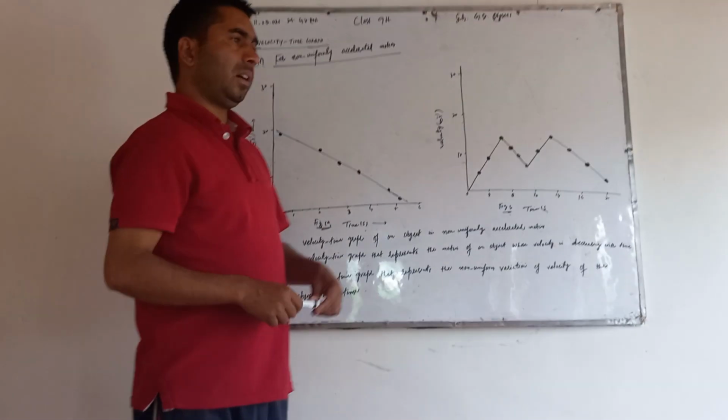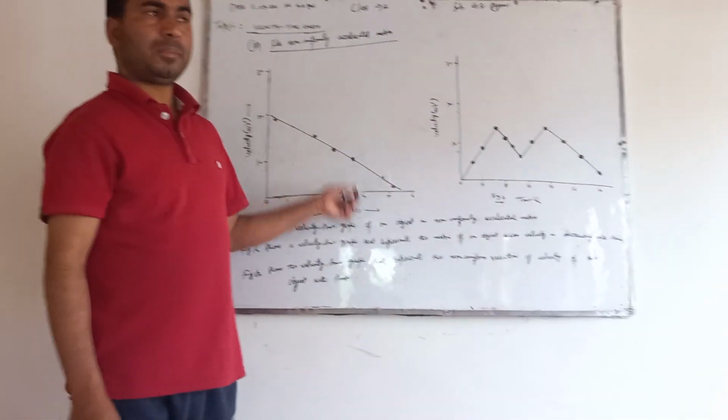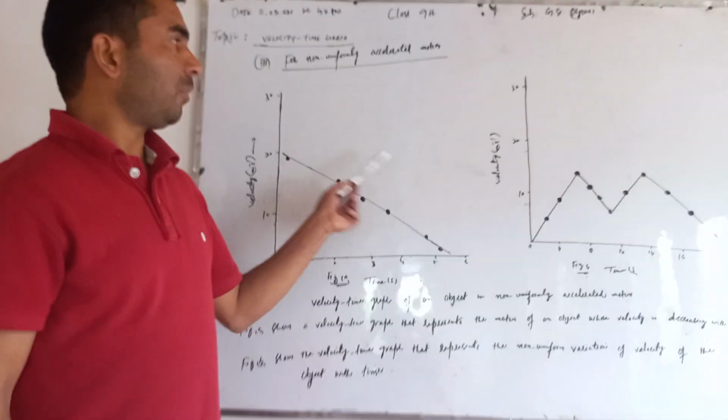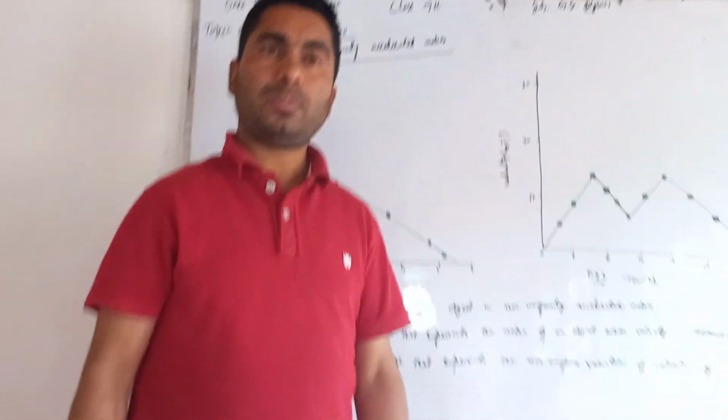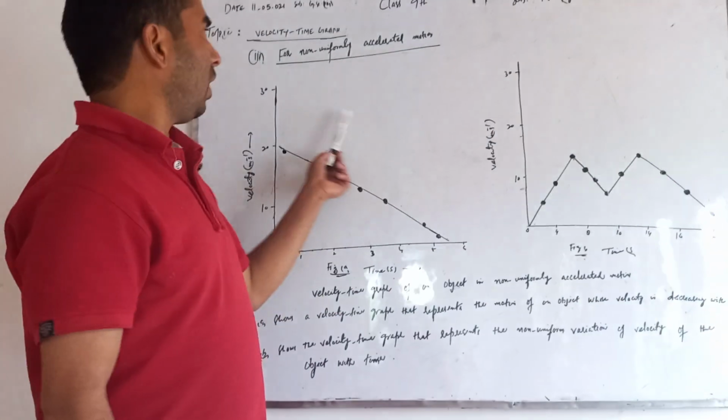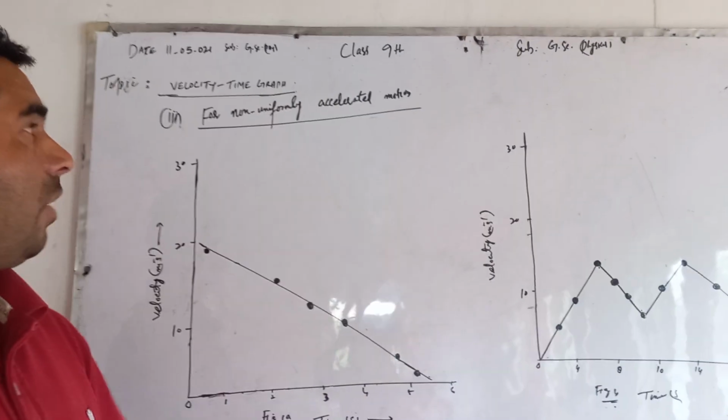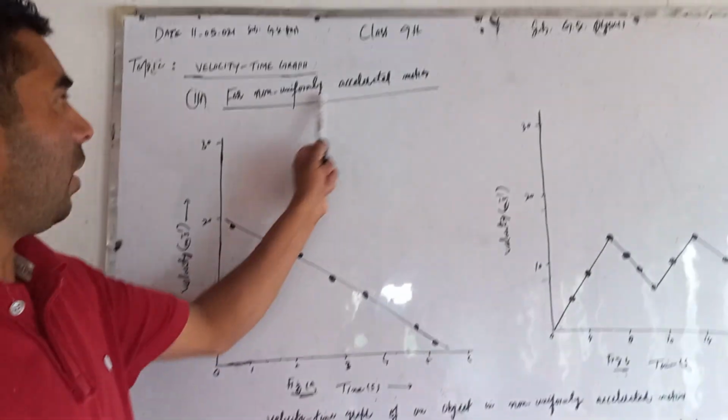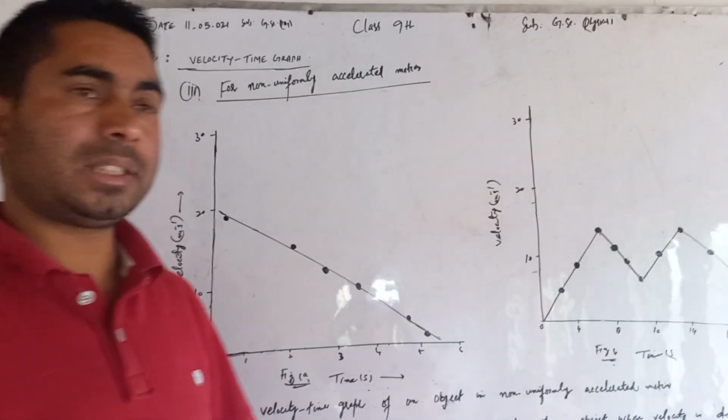तो यहाँ से we are discussing graphs. Last time we discussed the graph for uniformly accelerated motion. Okay, students. तो आज हम करेंगे graph for non-uniformly accelerated motion. Non-uniformly accelerated motion हम discuss करेंगे graph.